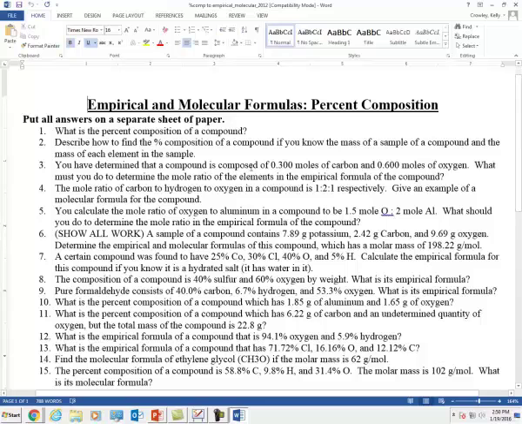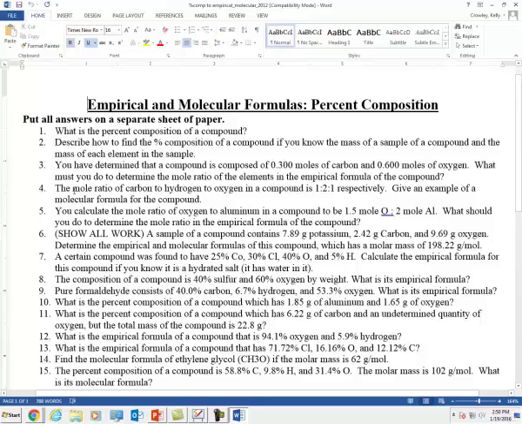You have determined that a compound is composed of 0.3 moles of carbon and 0.6 moles of oxygen. What must you do to determine the mole ratio of the elements? So look back through your notes. Once you get to the moles and you have a mole ratio, how can we make that mole ratio clean, like a perfect whole number ratio? I think you guys know what to do there.